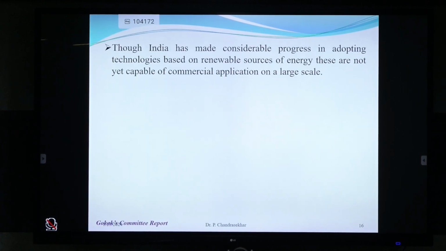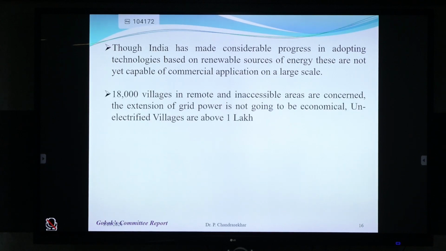Though India has made considerable progress in adopting technologies based on renewable energy sources, we have to take it up in a large commercial way. We are talking about 18,000 villages. If you see any website, people are talking about 100% electrification, but we are talking about only 18,000 villages. Where remote and inaccessible areas are concerned, the extension of the grid is not going to be economical, and we still have more than 1 lakh unelectrified villages in this country, and they need to be electrified.